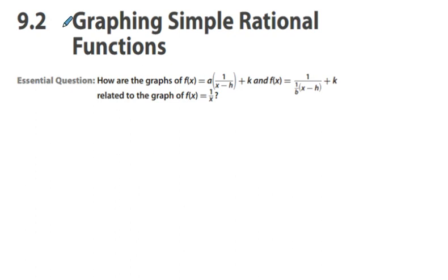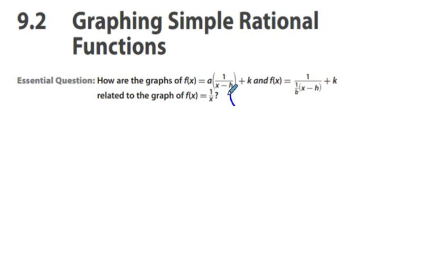Algebra 2, Chapter 9.2, Graphing Simple Rational Functions. Essential question: How are the graphs of f(x) = a times the quantity 1 over (x minus h) plus k and f(x) = 1 over b times the quantity (x minus h) plus k related to the graph of f(x) = 1 over x?